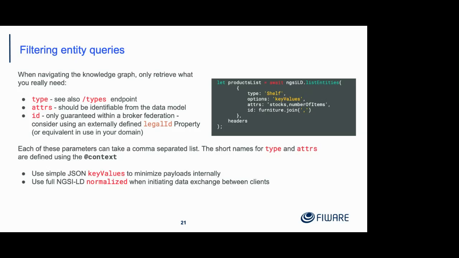But ID is not necessarily the right attribute. It's not really an attribute. It's the ID of the entity. It's not necessarily the right part of the data to use for keying your system, simply because the ID is only guaranteed within your own broker federation. I have a context broker or a phalanx of multiple context brokers who are exchanging data between themselves internally, and we have a well-known URI for this entity.